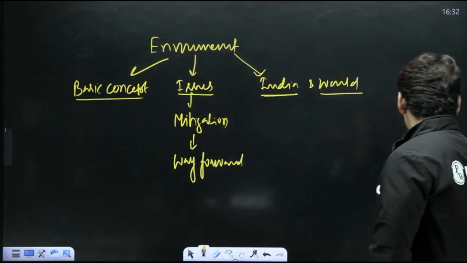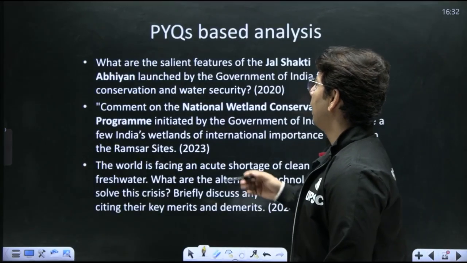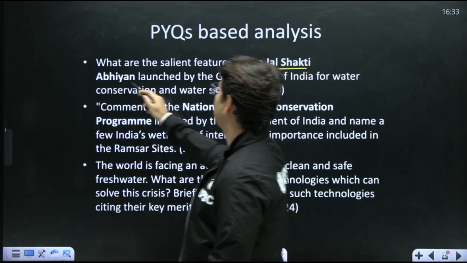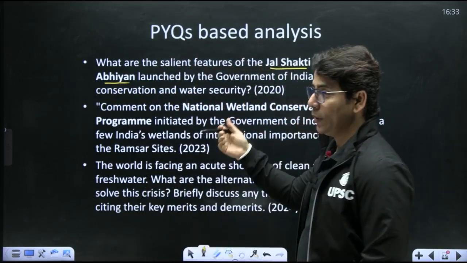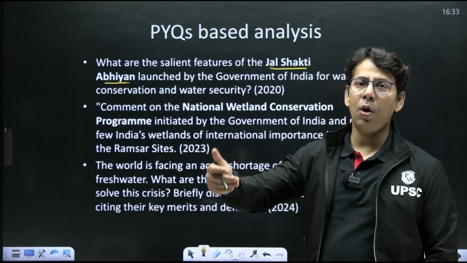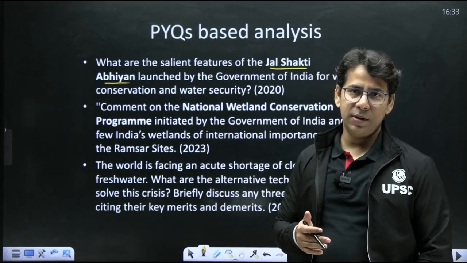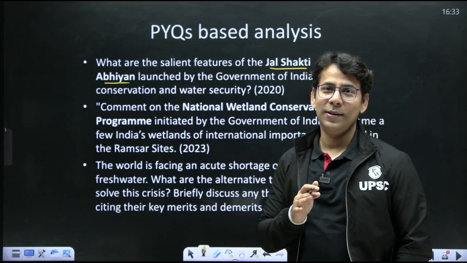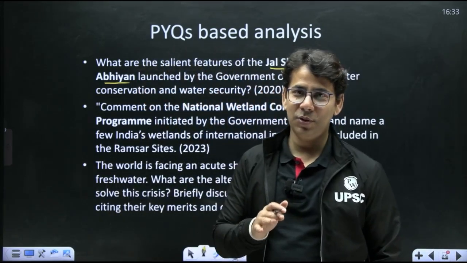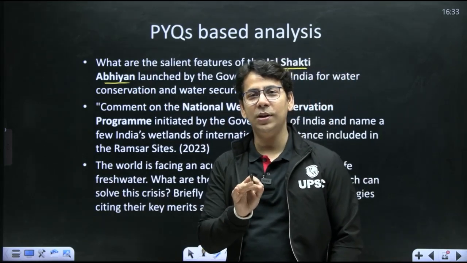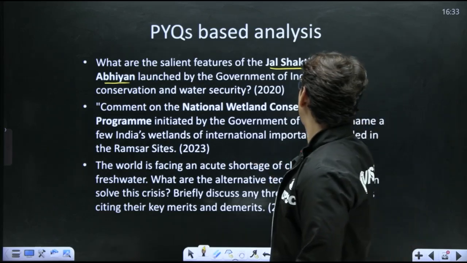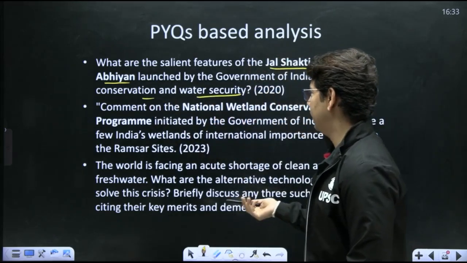Now we look into the past year question papers. Like in 2020, they asked the salient features of the Jal Shakti Abhiyan launched by the Government of India. Like I told you, anything that is being launched by India as a plan, policy, law, mission, that is very important. And especially if it is related to water. Remember, Jal hi Jeevan hai, water is life. So even now, if something is related to water, it's a very, very important part for the UPSC nowadays. So water conservation and water security.